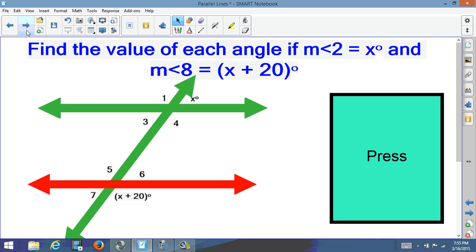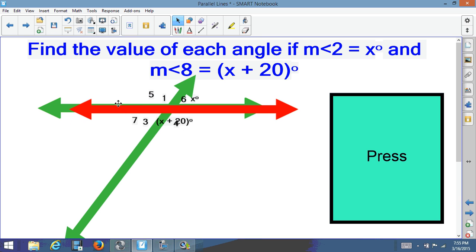So I hope you understood that. So here's one for you. And remember the little trick, find the value of each angle if the measure of angle 2 is x degrees again, and the measure of angle 8 is x plus 20. So I would slide this up, and I notice angle 2 is x degrees, but angle 8 is right down here, so it's next to it.